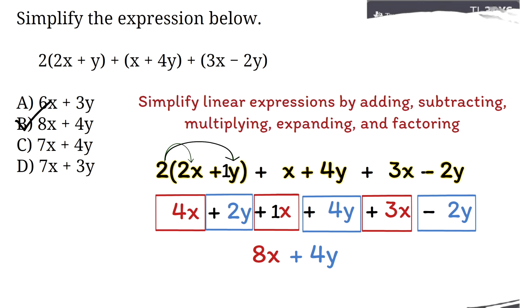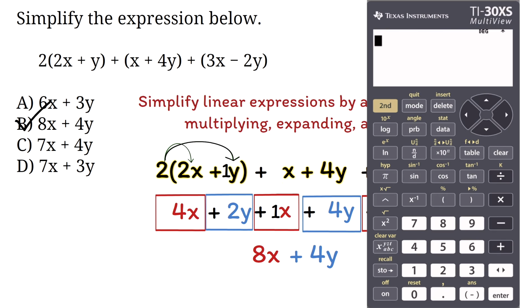Here again, we could have used our calculator cheat method. Since we have two variables, we need to store values for both x and y. We have already stored a value for x in the previous question. This is 2. We need to store a value for y. I will use 3. So we will click on 3, then store.